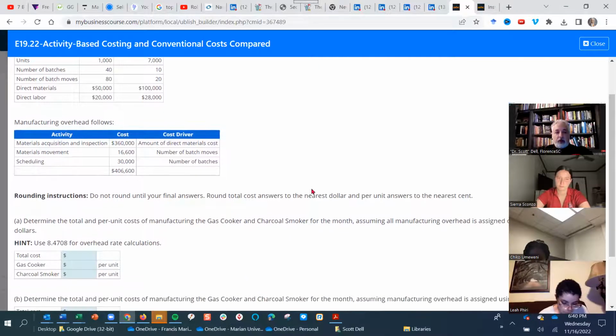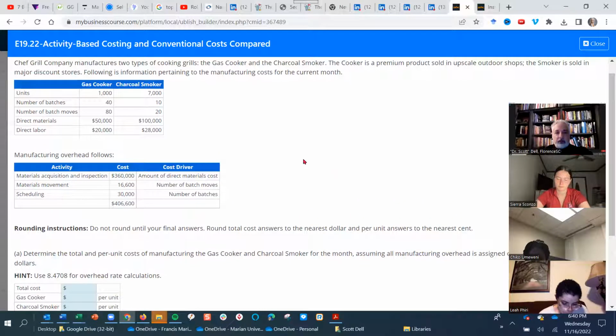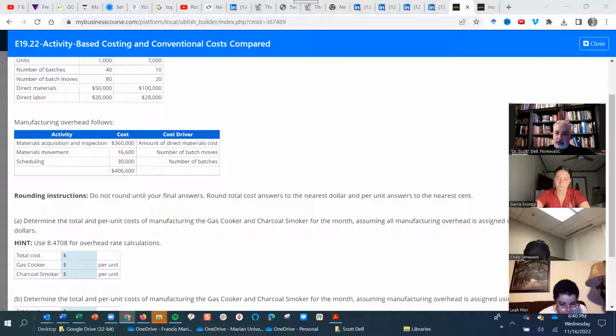So we're going to go through and do the analysis of trying to figure out what our costs associated are with what we're doing. If we're trying to figure out, we've got units, 1,000 and 7,000, we've got batches, we've got batch moves, direct materials, direct labor. So we're trying to come up with total costs per unit associated. And it says use 8.47 for an overhead rate calculation. So we'll take advantage of that, and we'll go ahead and take a look at what we're trying to do.